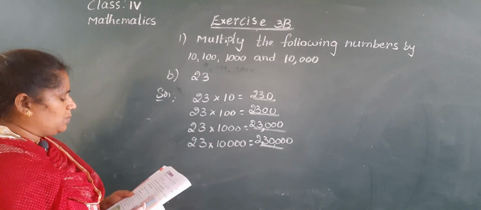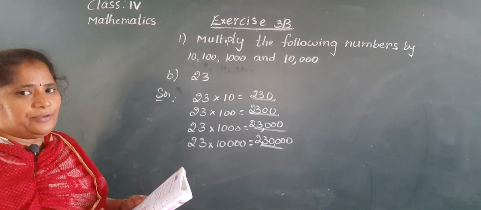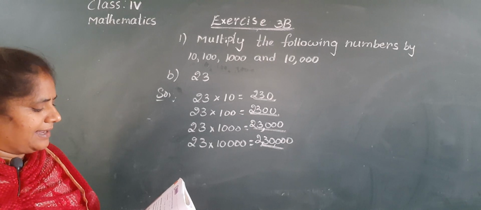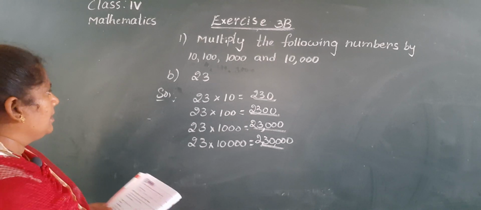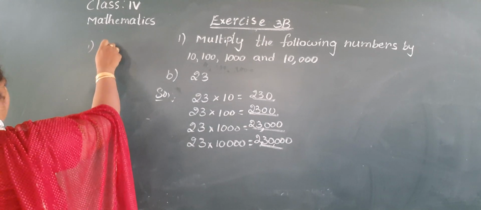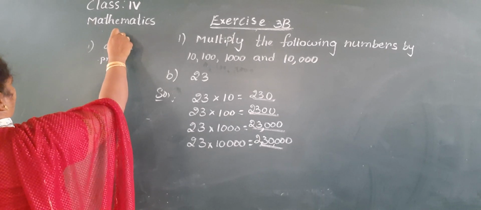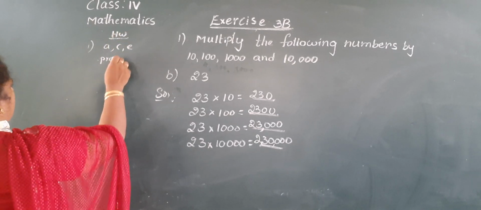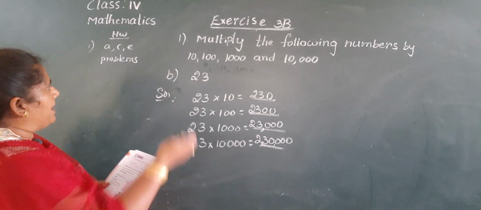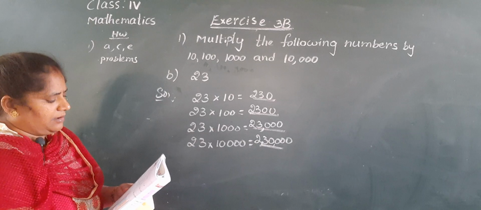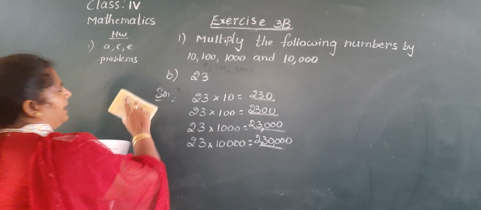Note down in your classwork. Now you can do the homework A. All of you put the tick mark on homework A, C, E. So first the Roman A, C, E problems are homework. These 3 problems you can do in the homework book, same asterisk only. Now D.